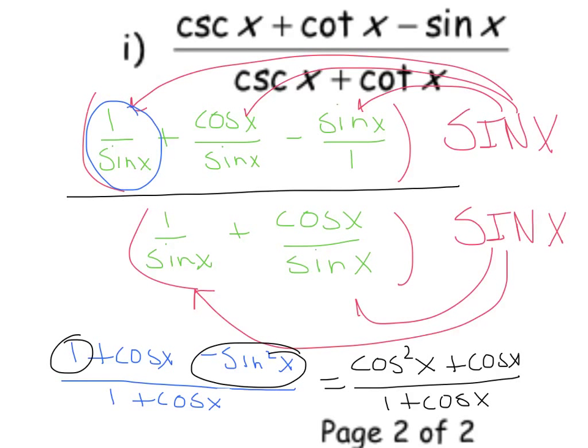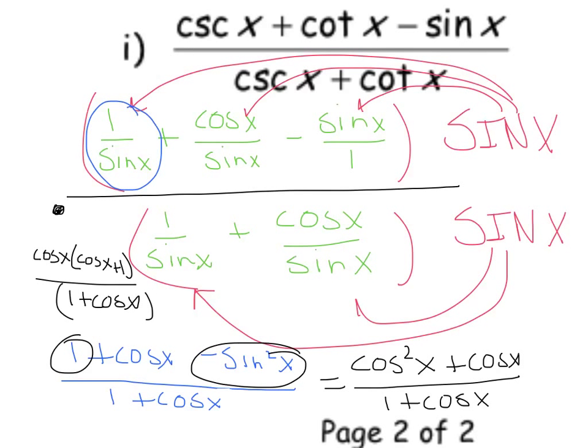Alright? Now, what can you factor out of the top? They both have a cosine of x common to them. So I'm going to actually finish this over here. I'm going to factor out a cosine of x from the top, and I get cosine of x plus 1. And on the bottom, I have a 1 plus cosine of x.